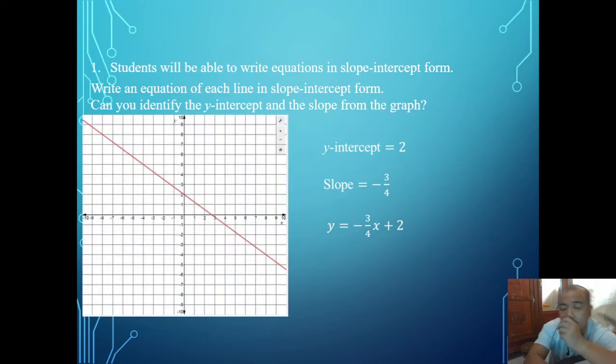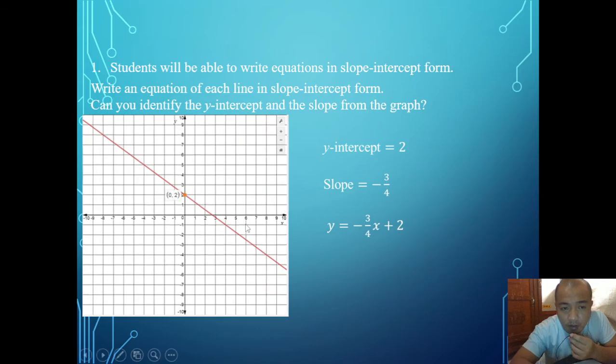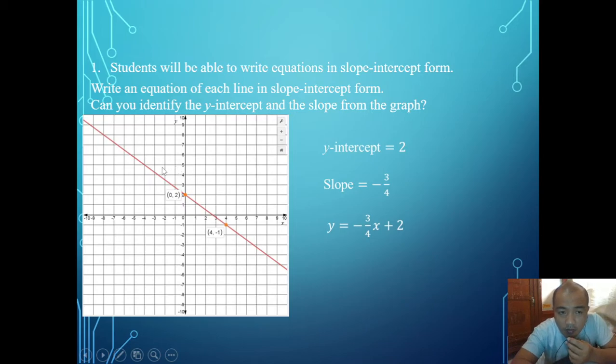How about this line? As you can see, the line is going to the left direction, therefore the slope is negative. The point is 0, 2 for the y-intercept. So 2 is the y-intercept. And then we can also get this point. 1, 2, 3, 4. 1, 2, 3. Negative 3 fourths is the slope.